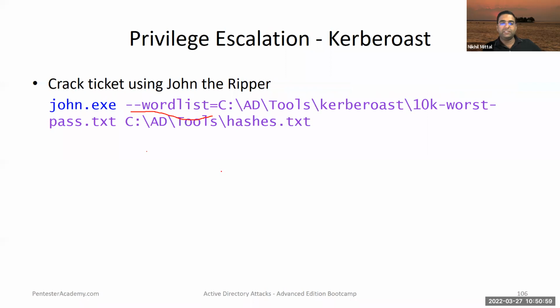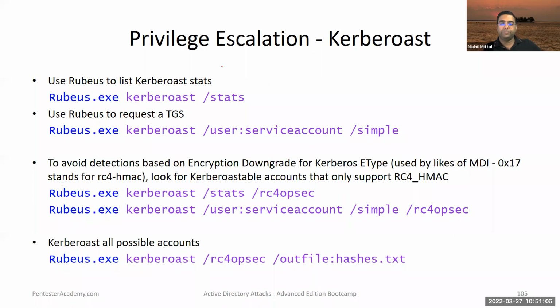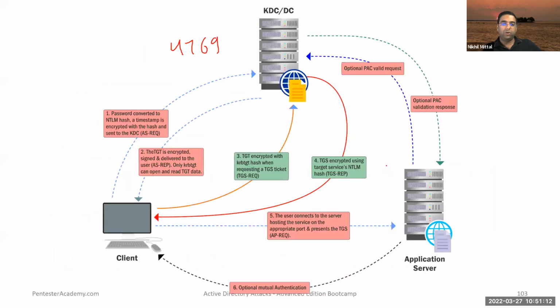For the 4769 that is generated here, you can look at the E-type. In the log 4769, you would see an E-type. If that E-type is 0x17, that means a downgrade. So there is not always a need of using tools like MDI for that. Even your correlation in your SIEM can alert you on that encryption downgrade.